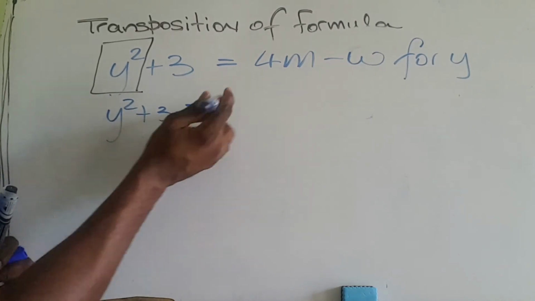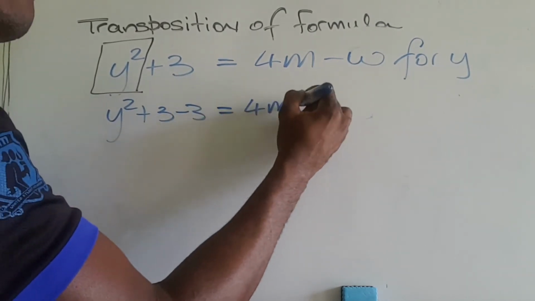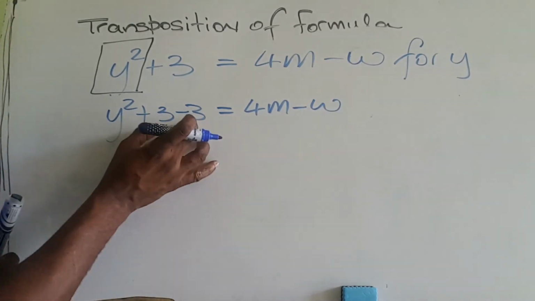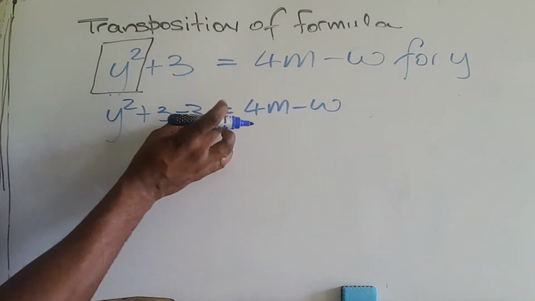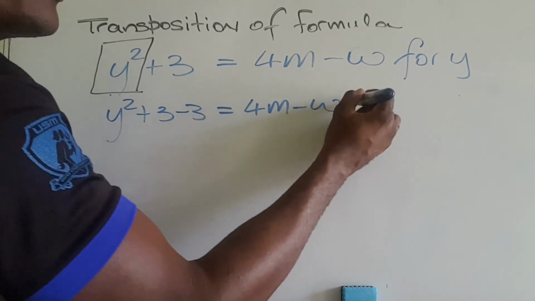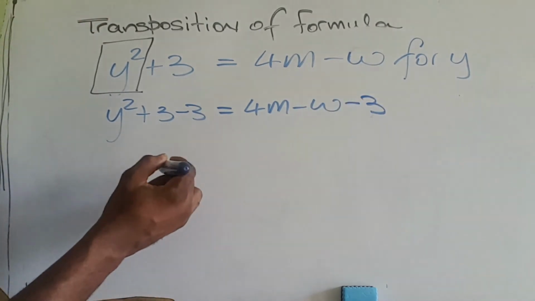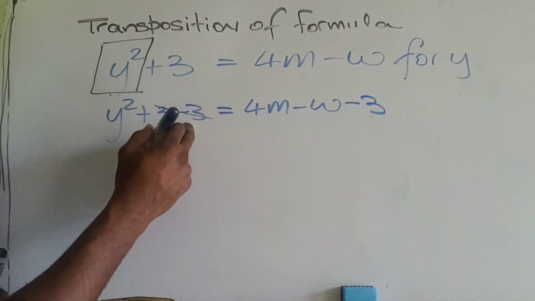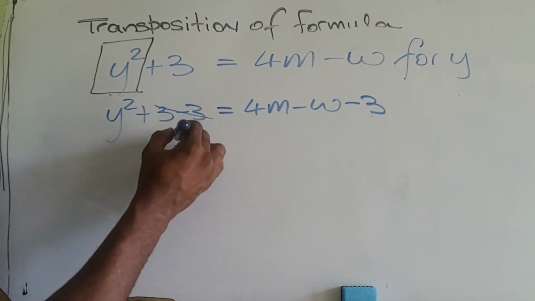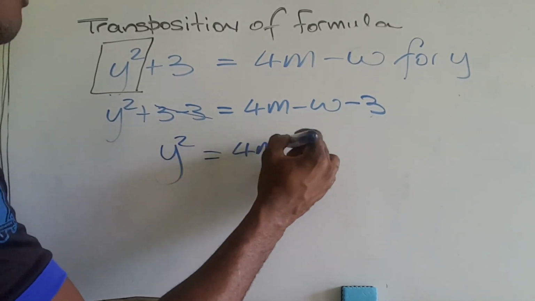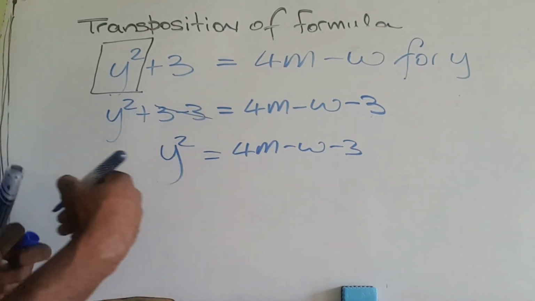minus 3 would cancel it. 4m minus w, but whatever I do on one side, I have to do it to the other side. So I did minus 3 from this side, so I'm going to have to minus 3 from that side. Now you'll see that this cancels itself. Now we're looking at y squared is equal to 4m minus w minus 3.